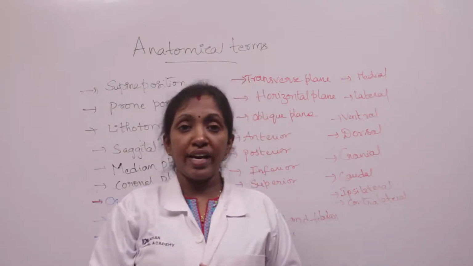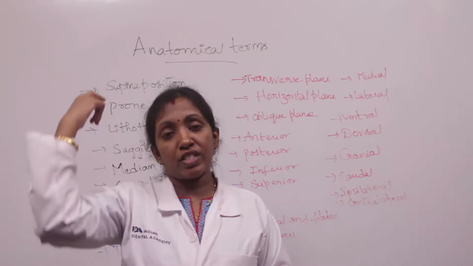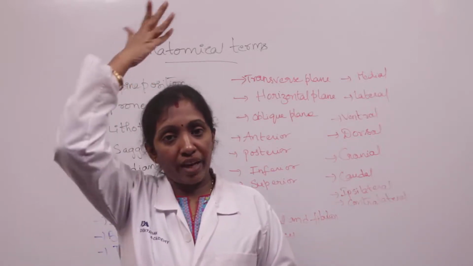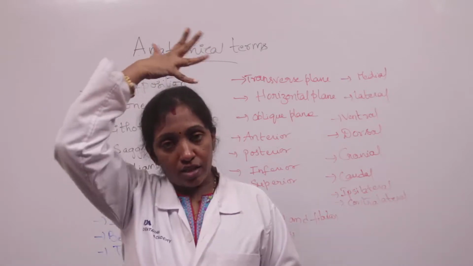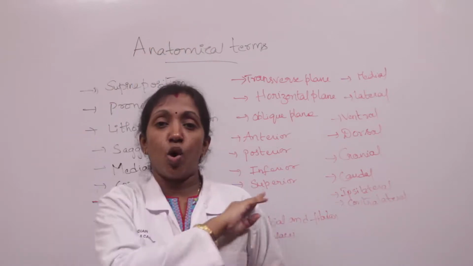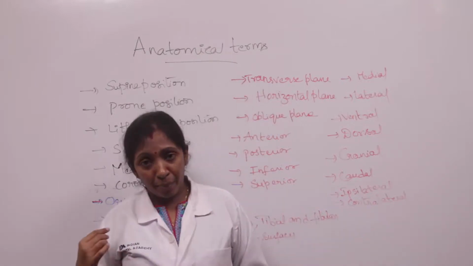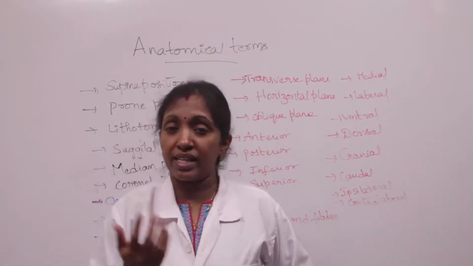This is the median plane. And the plane parallel to the median plane is called the sagittal plane. And this is the coronal plane. When we cut the body here and here, this is the coronal plane. And this is the horizontal plane. Parallel plane and horizontal plane are the same.